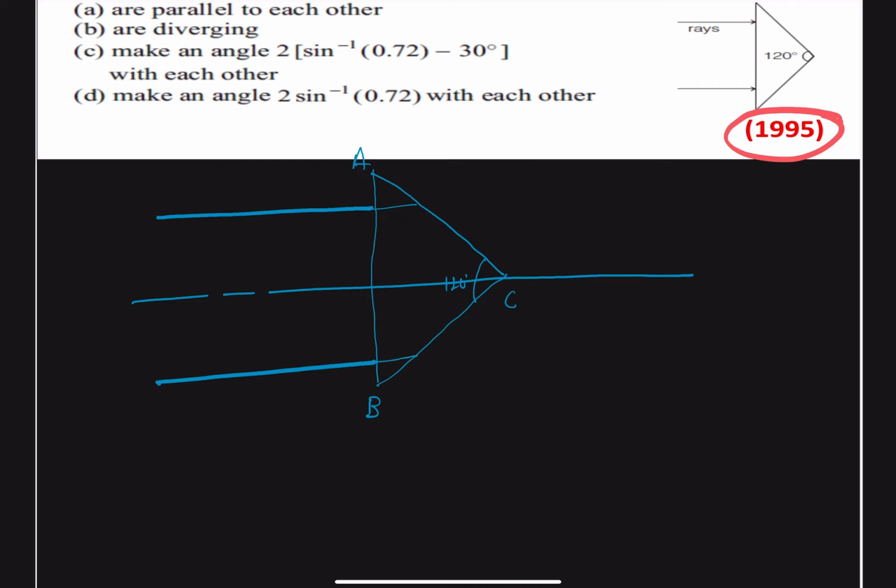And let us draw the perpendicular to this surface AC. Because of that it will be bending away from the normal, something like this. Similarly, we can draw the perpendicular at the other point. Let us call this P and this P prime, and it will also bend and meet somewhere here.